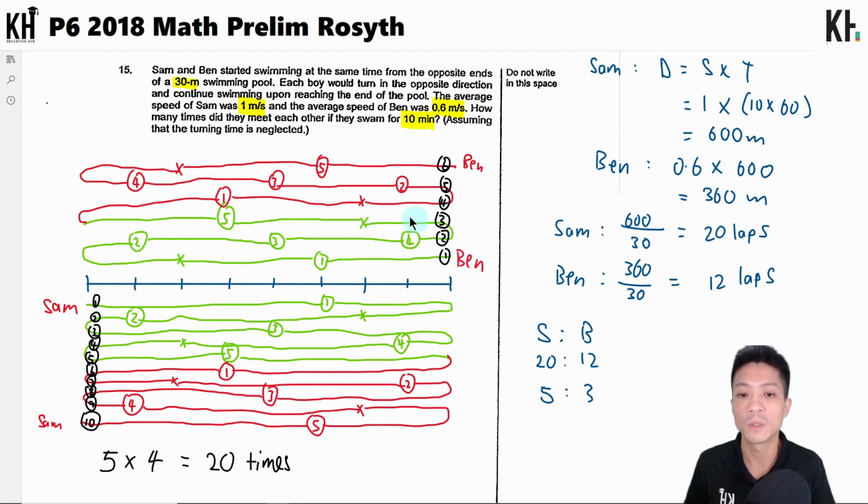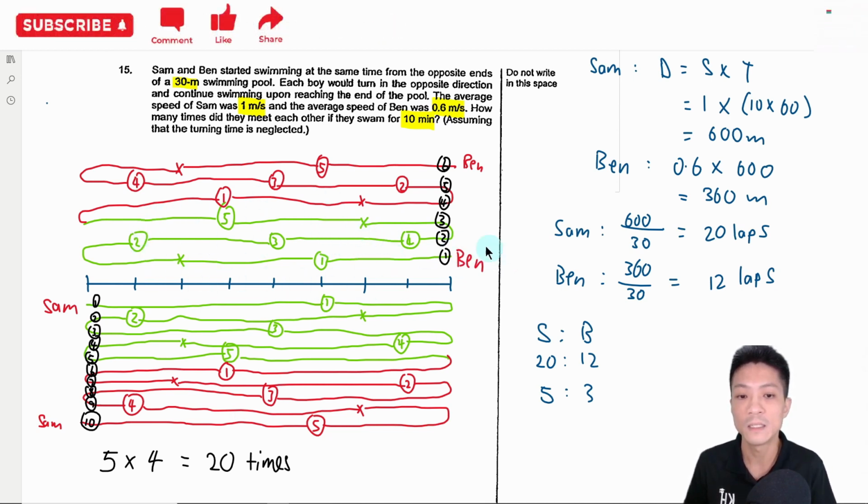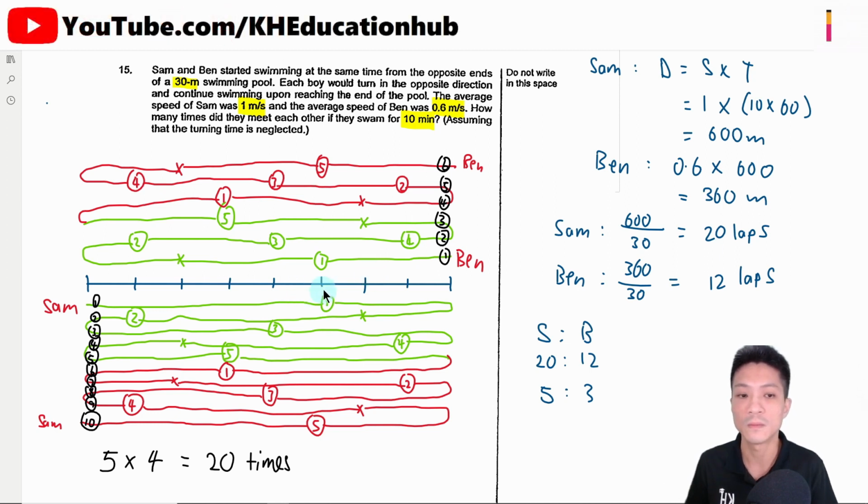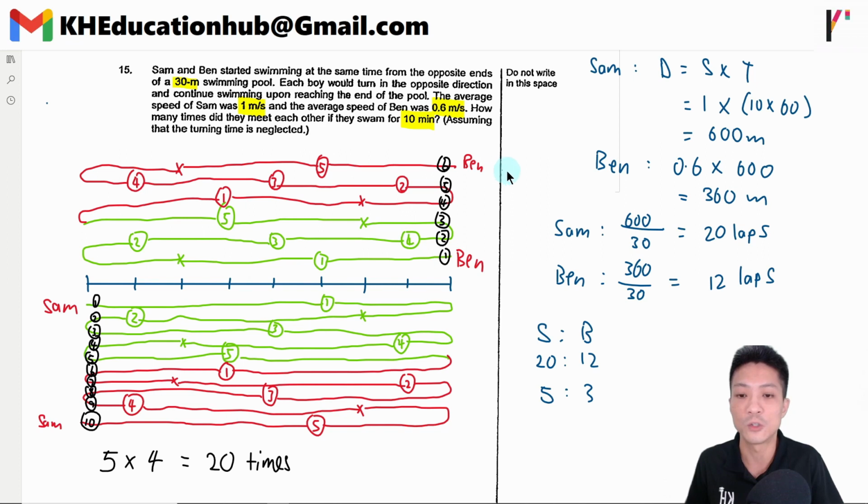Okay, or you can look from the perspective of Ben. Okay, every 3 laps he will meet 5 times. That means for 12 laps it will be 20 times also. Okay, so this question is a bit difficult. If it is during exam, I think you need to try and allocate enough time to draw out this thing. It doesn't take too much time for you to draw this out to realize what to do.